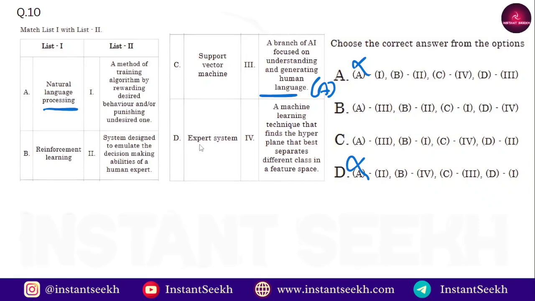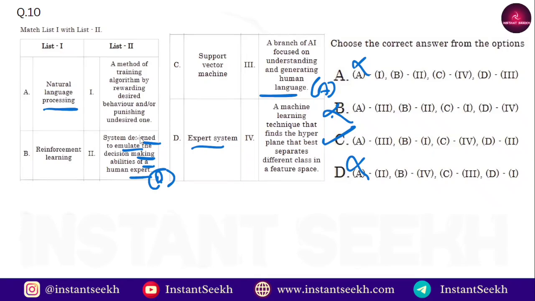Now, next, the easiest one is expert system that you need to be able to understand. So expert system is what? Expert system is basically a system designed to emulate the decision making abilities of a human expert. So your D goes here, that is for second. Let's check if we can eliminate the rest. D goes for second, so this is our correct option and this gets eliminated. The rest you can also check. A goes for third, we have already marked.